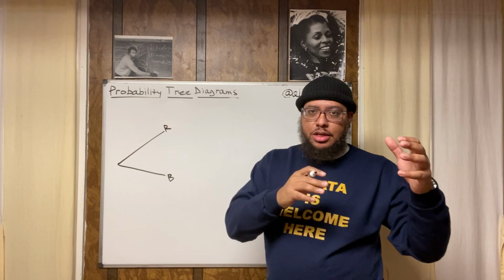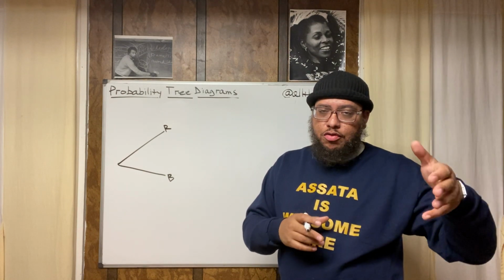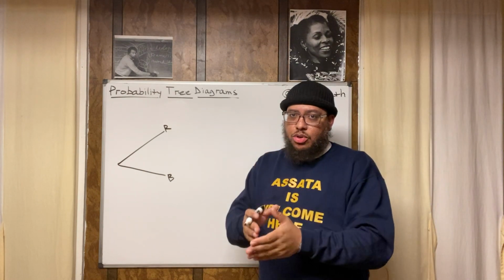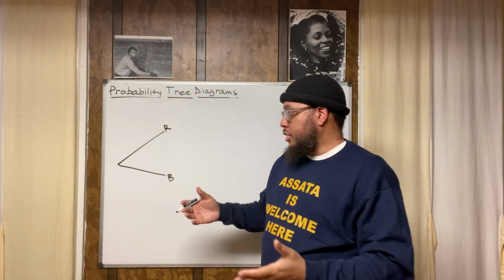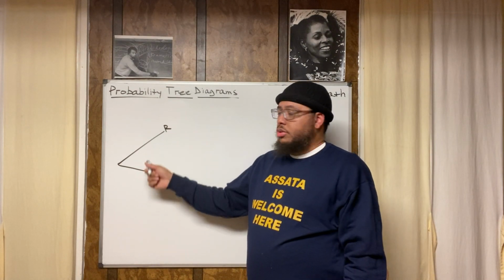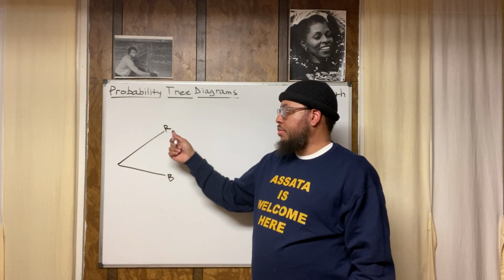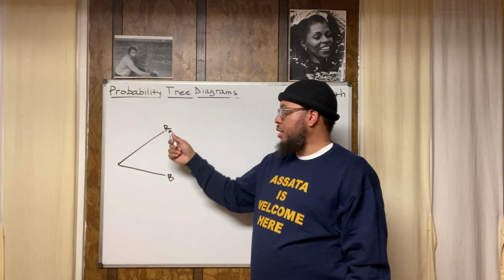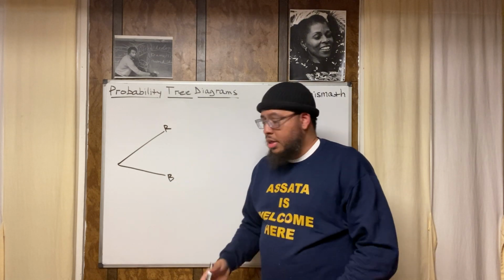Write down a narrative so you can tell a story to yourself in your notes of what you're doing from step 1 to step 2. Step 1 is draw two branches. At the end, put symbols to represent each of the outcomes. Red marble, blue marble.